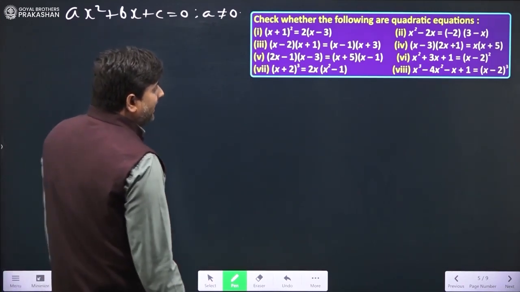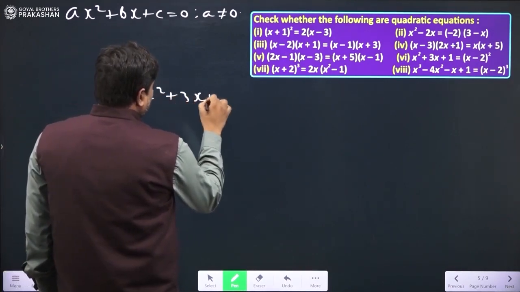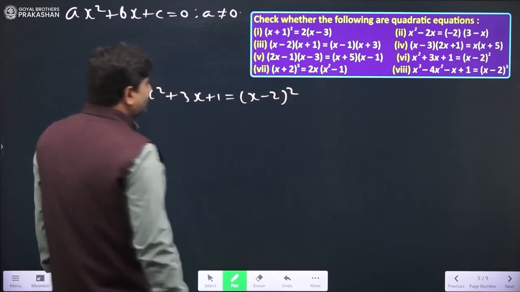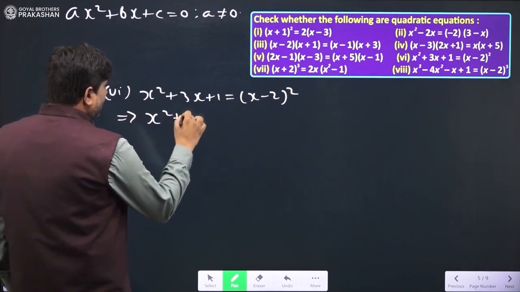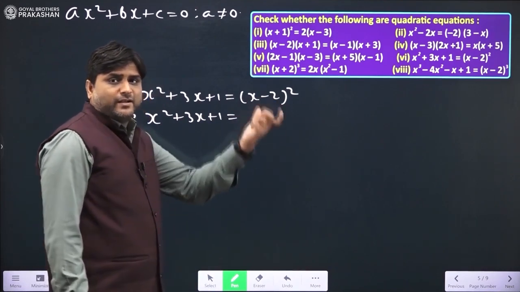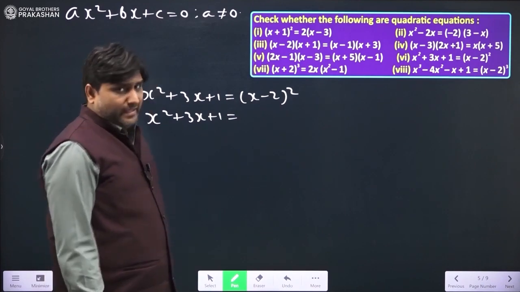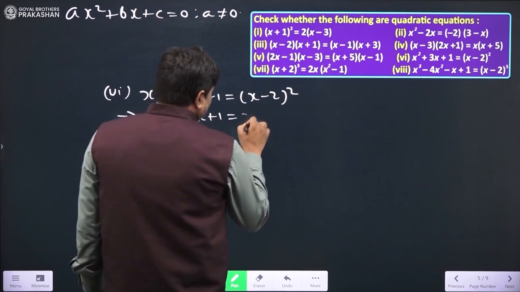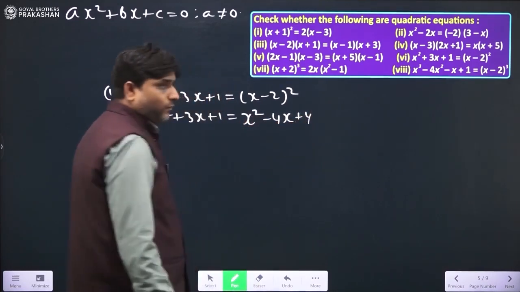It is x square plus 3x plus 1 is equal to x minus 2 whole square. So in this part LHS is already in simplified form, x square plus 3x plus 1. All we have to do, just expand x minus 2 whole square by the help of a minus b whole square. And what is a minus b whole square? A square minus 2ab plus b square. So we are going to apply here. So it is x square minus 4x plus 4.